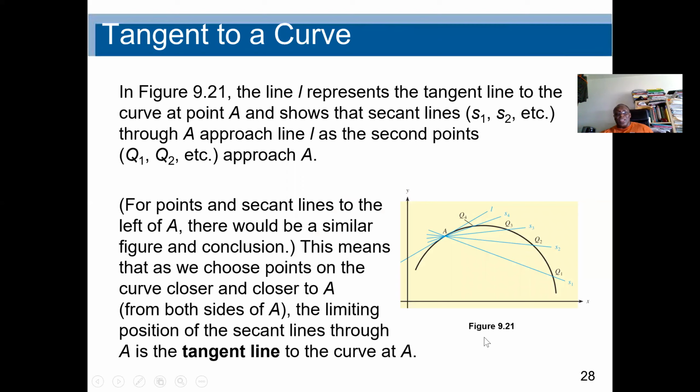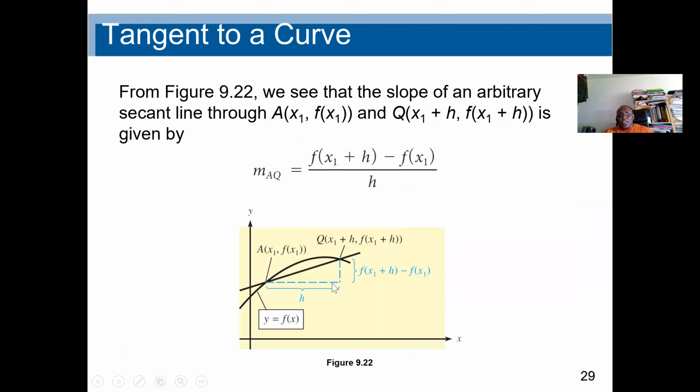Now in this figure here, we say the line L can represent the tangent to the curve at point A, and it shows the second lines S1, S2, etc. through A, with a second point Q1, Q2 approaching A. And we know this from a limiting process. So we see that the slope of an arbitrary second line through A and Q, these two points, is given by the limiting process formula.